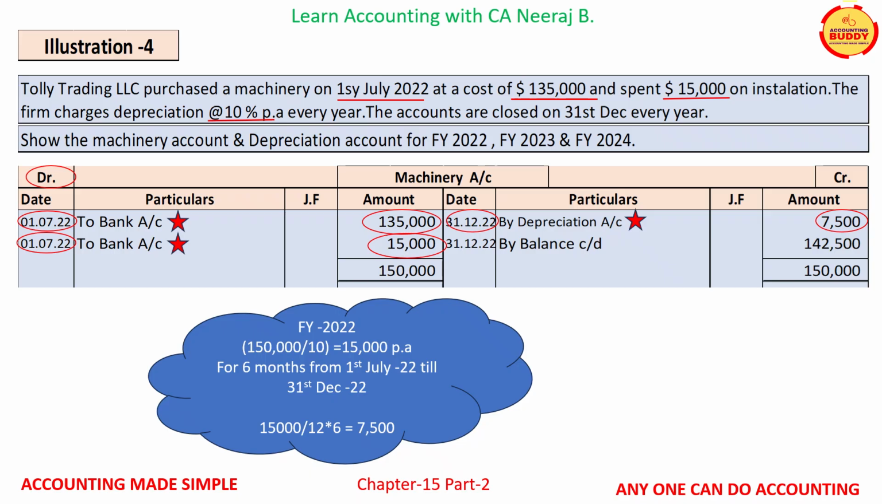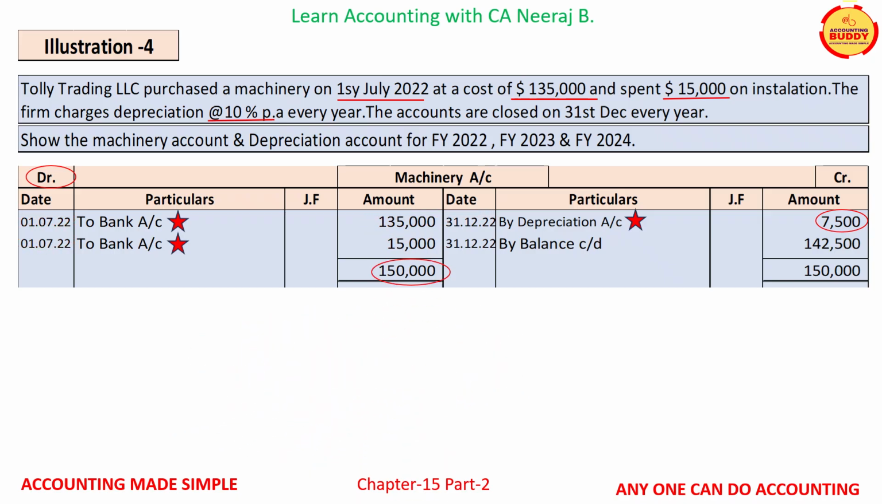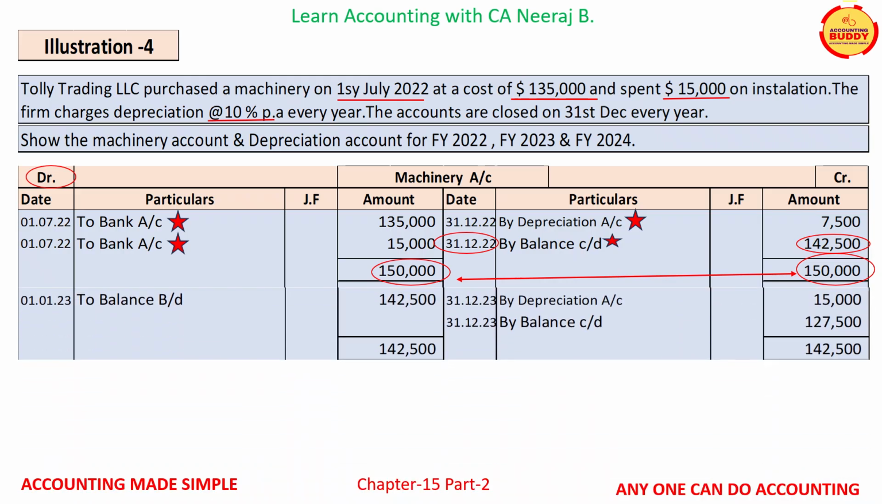Now, if from the left hand debit side total of $150,000, right hand credit side transactions are deducted, we are left with a balance of $142,500 on the right hand credit side of the machinery account as on 31st December 2022, and it is recorded by writing the words by balance carried down. The account is balanced as the left hand debit side and the right hand credit side are now equal. Now the machinery account for the financial year 2023 is displayed on your screens.